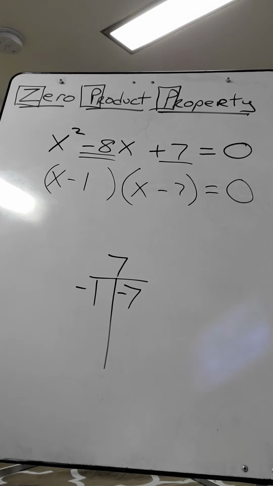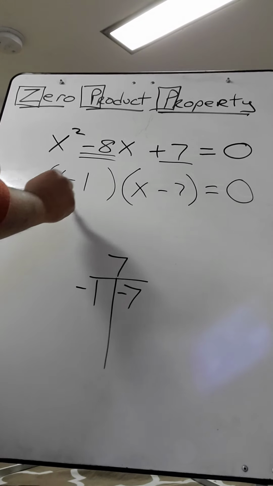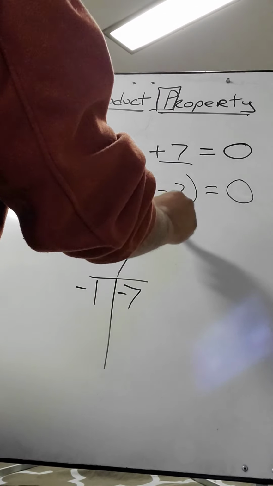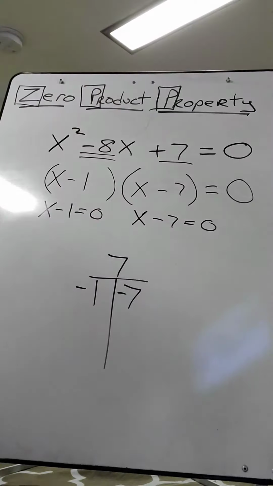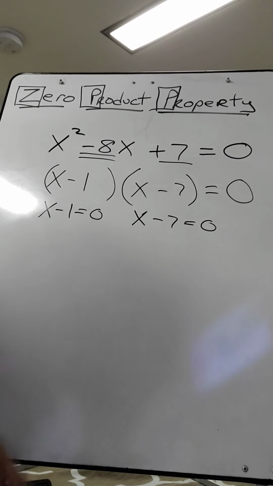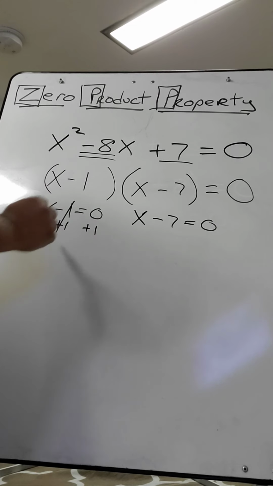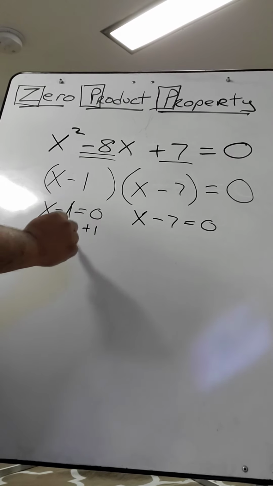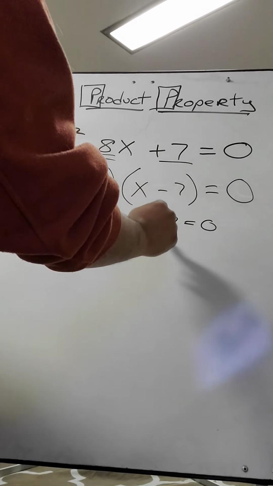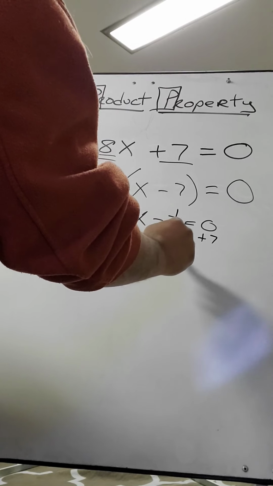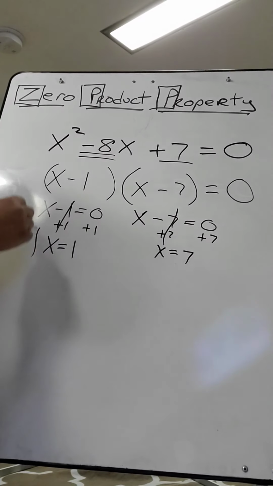Remember, new topic, zero product property. Split them up, x minus 1 equals 0, x minus 7 equals 0. And I do my one-step equation for both of them. I add the 1 on this side and that side on both sides. X equals 1. I add the 7 over here. X equals 7. Two answers.